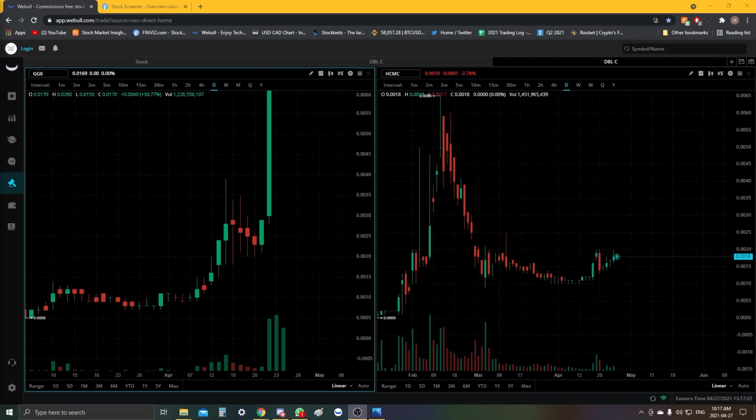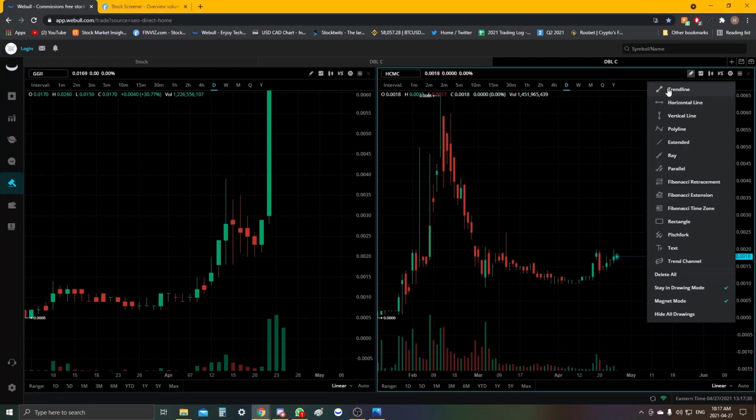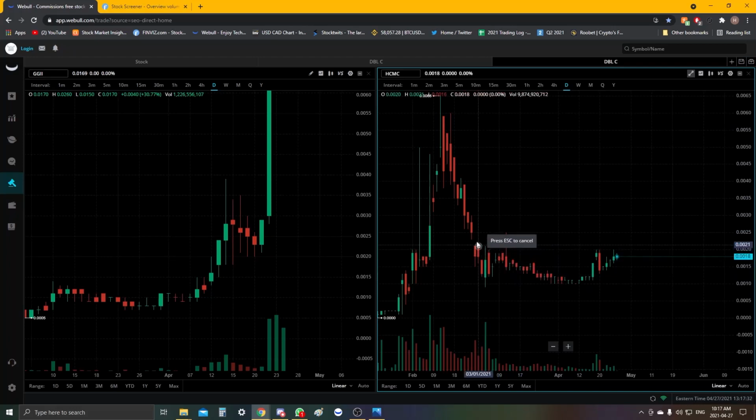Okay, so the first one I'm going to teach you is breakouts. So what is a breakout? A breakout occurs when it breaks a current trend. In this case, you can use it for downtrends, and you can use it for uptrends as well. For example, I have HCMC over here on the daily chart, and I have GGII on the daily chart. So what is a breakout?